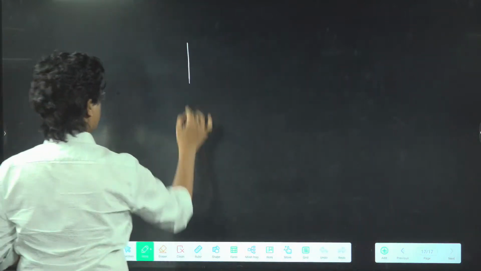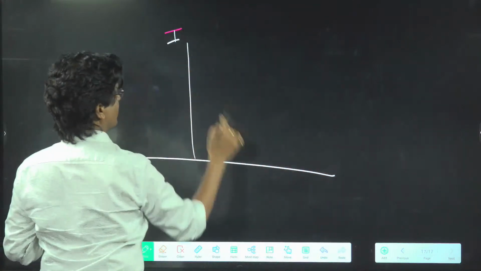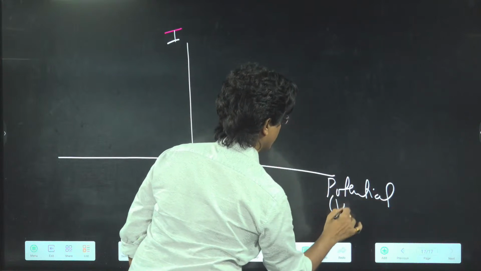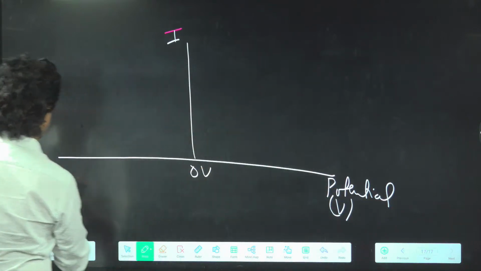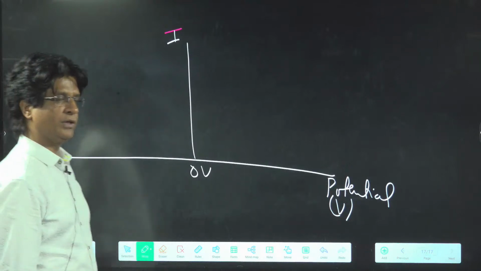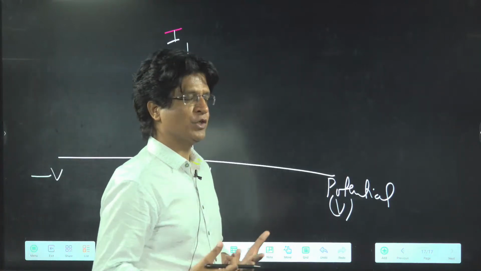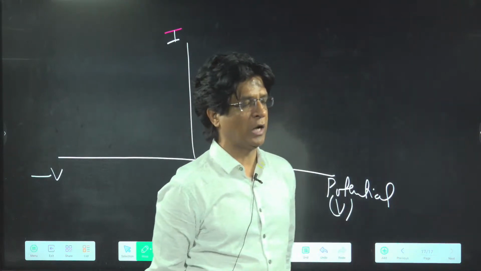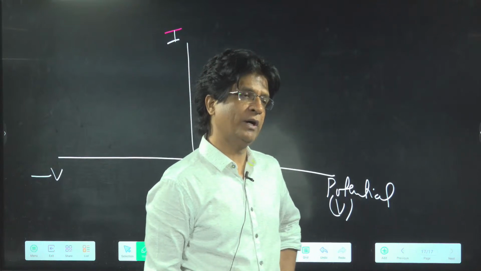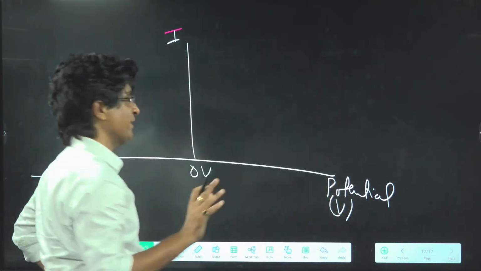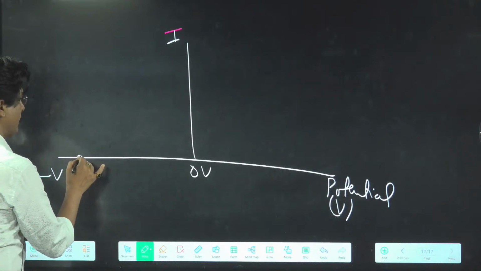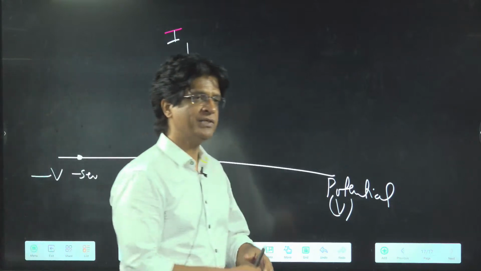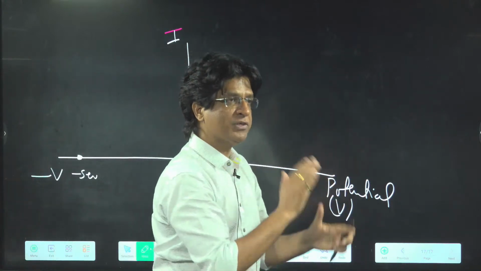Let's see a graph. This is say current, and this is say potential, that is called V. And this is 0 volt, and here we will have negative voltage. Agree or not? Suppose that I am assuming the maximum kinetic energy with which the electrons are coming is 5 electron volt. Will you agree? But suppose over here, if I apply minus 5 electron volt, minus 5 electron volt means in the opposite direction.